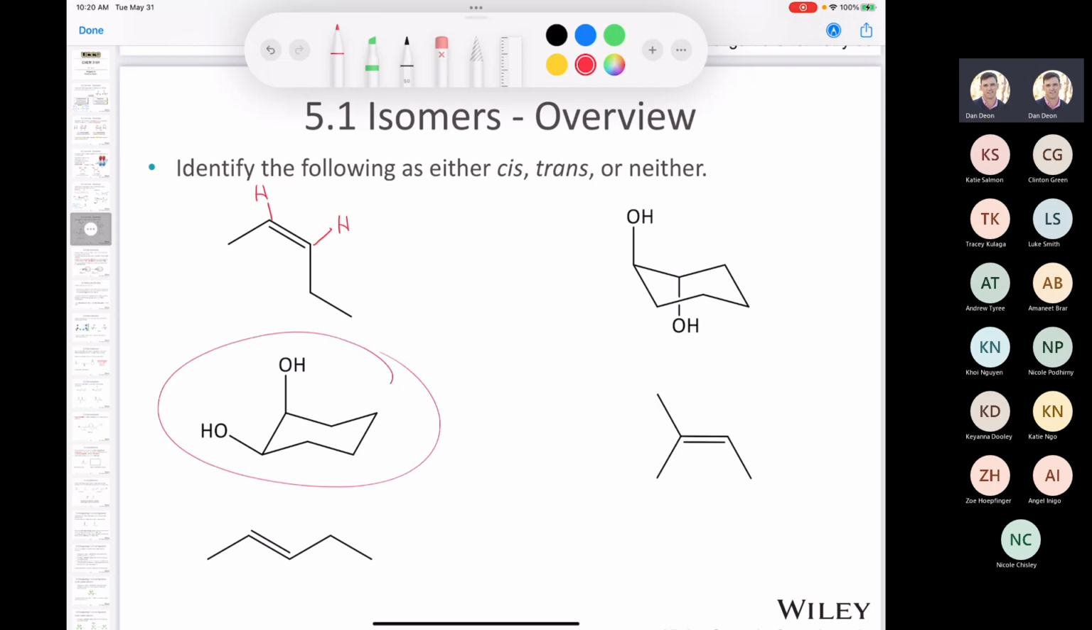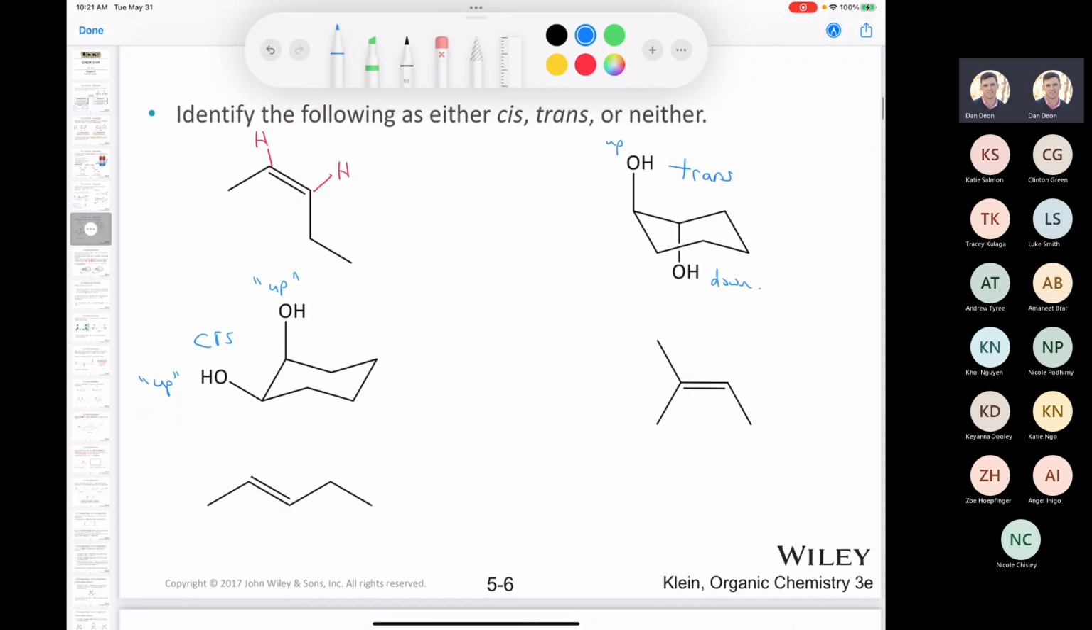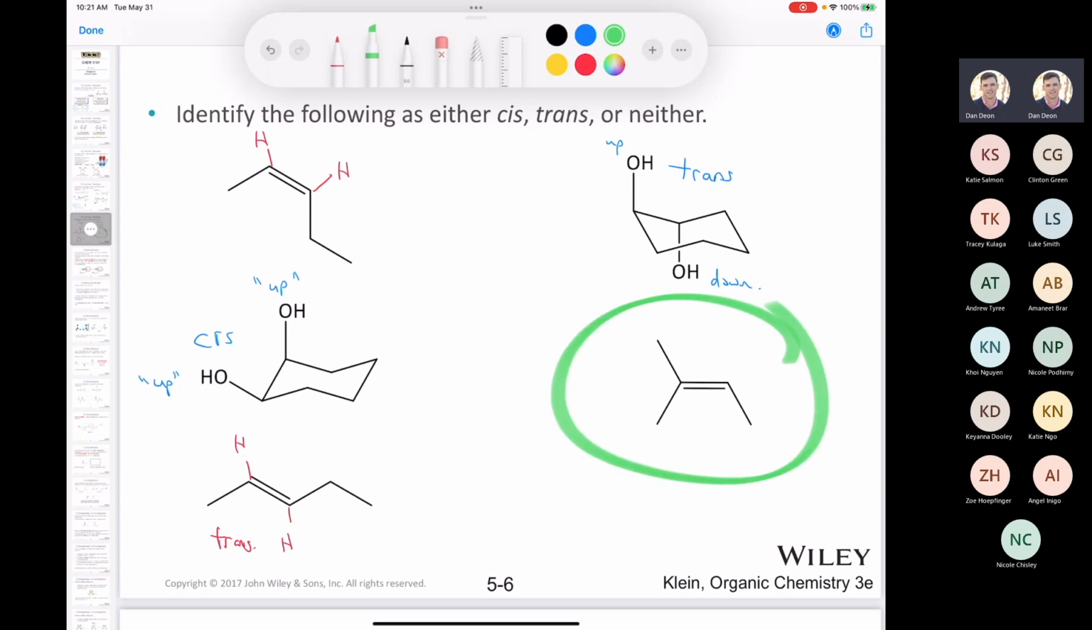What about this one here? I think we already looked at this one. This one is cis because both of these groups are pointing up. This one here is going to be trans because you have something that's up axial, then you have something that's down axial. This one, we already solved too, didn't we? This one here is trans. And my last question is this one. What about that? Would that be cis, trans, or neither? The one in the green circle.